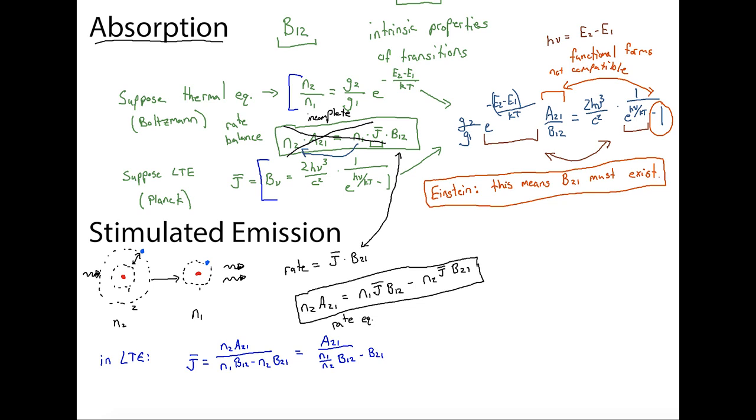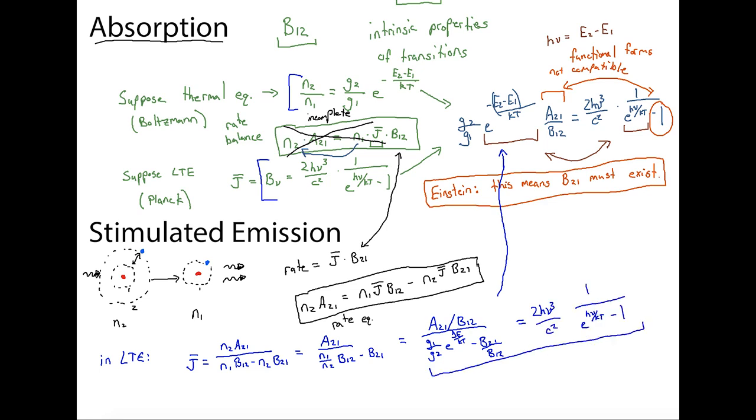Now we'll plug in our Boltzmann distribution. And notice that we have N1 over N2 here, not N2 over N1, so we have to flip our Boltzmann distribution upside down. So it's G1 over G2 e to the positive delta energy over kT, times B12, minus B21. And I'm going to go ahead and divide B12 out of both the numerator and the denominator. All right, now this is the thing that has replaced what was happening on this side of our equation in thermodynamic equilibrium, and this is something that needs to be equal to the Planck function, which is what we're replacing J bar with in local thermodynamic equilibrium.